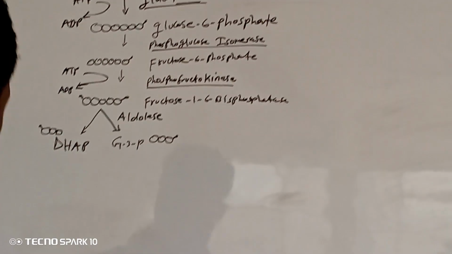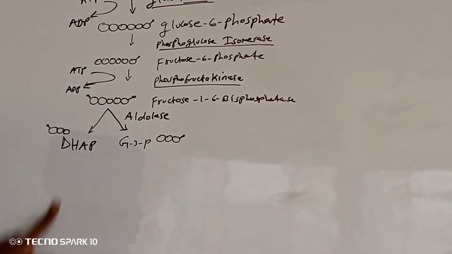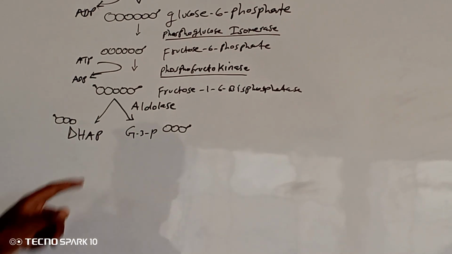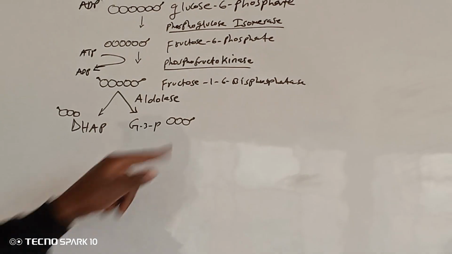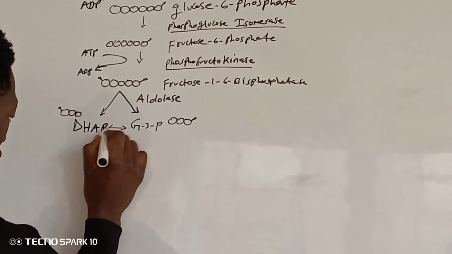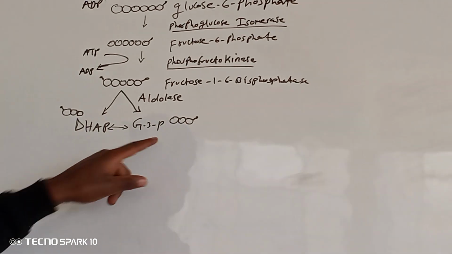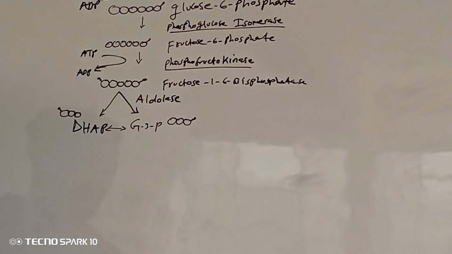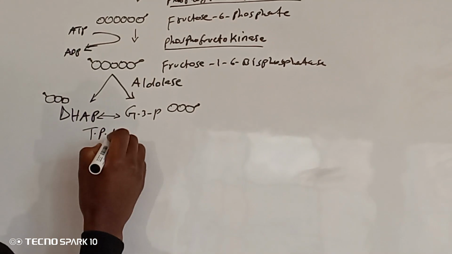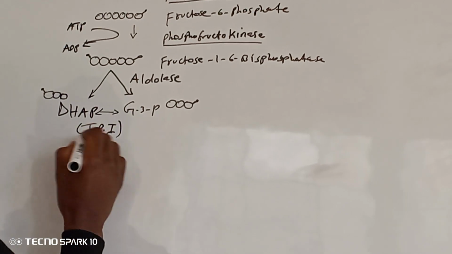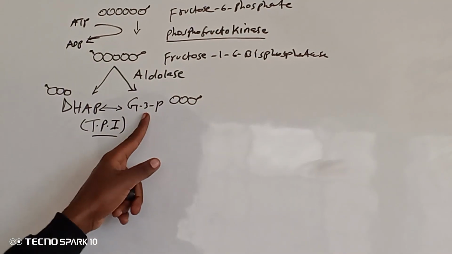Alright. Now, we want to move down. Dihydroxyacetone phosphate cannot go through the remaining steps. So what are you going to do? You're going to convert dihydroxyacetone phosphate into glyceraldehyde 3-phosphate. This junction here is reversible. So what's the name of that enzyme? This enzyme is called triose phosphate isomerase. Triose phosphate isomerase is going to convert dihydroxyacetone phosphate into glyceraldehyde 3-phosphate.